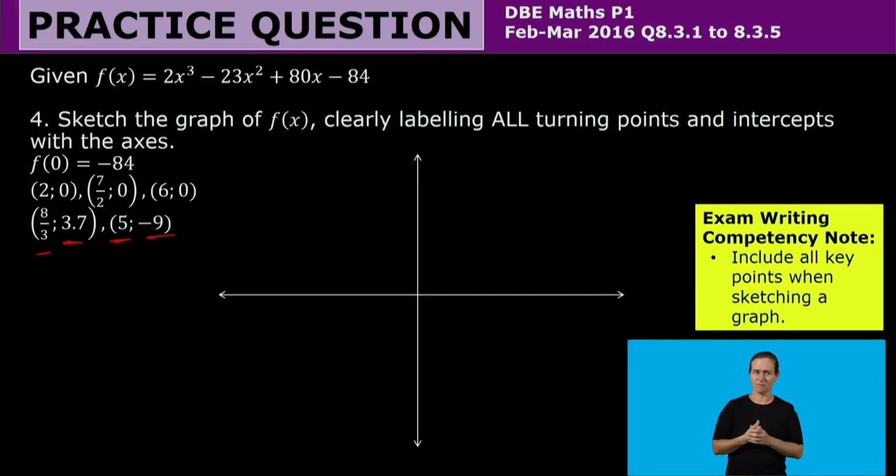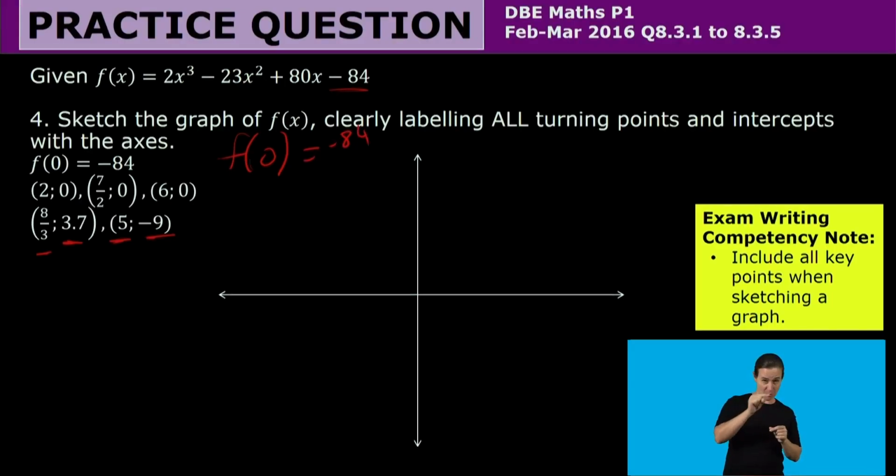Okay, now we've got all the values we need. Our y-intercept, we didn't talk about that. To find our y-intercept, we find f of 0. So when x is 0, we get negative 84. So that's our y-intercept for this graph.